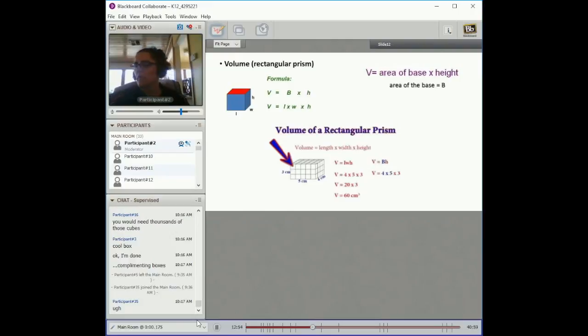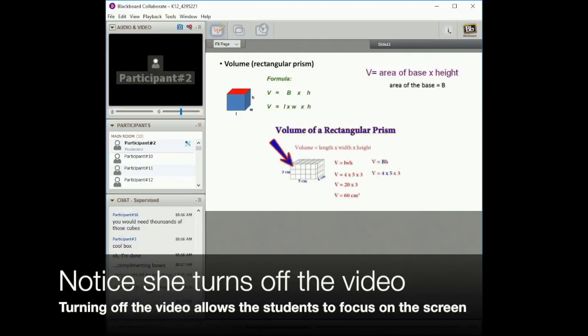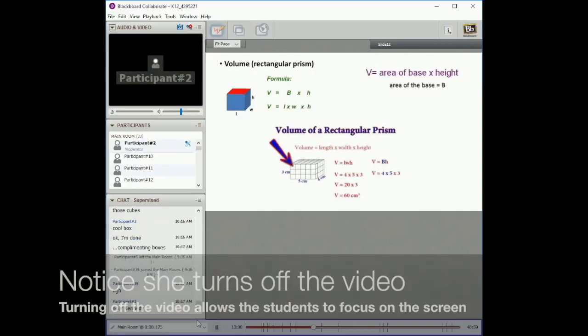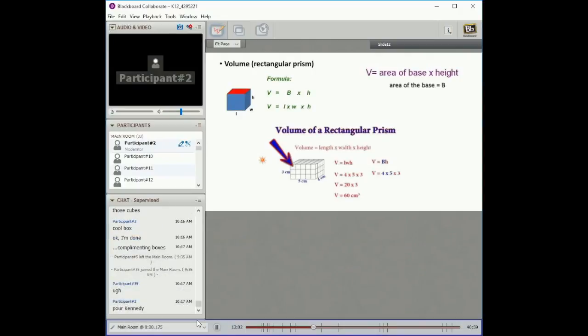So if you look now on the screen, I'm going to take off my video. If you look on the screen, you're going to see down here at the bottom, you're going to see the volume of a rectangular prism.